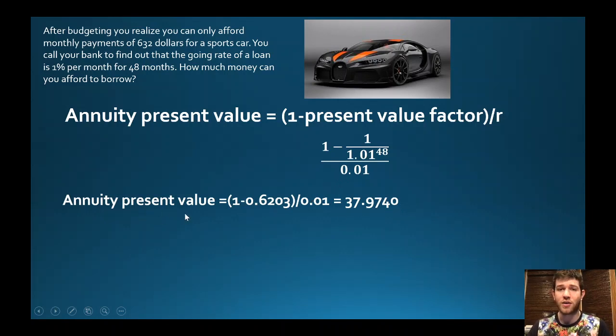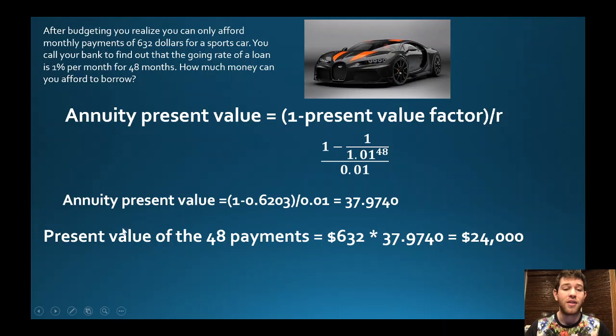So what can we do with this? Well, if you have the annuity present value, in this case, we could solve how much money we could borrow. So we want to figure out the present value of the 48 payments because we have 48 months and we're paying per month. Well, we can only pay $632 per month. We multiply that by our annuity present value, which we calculated to be 37.974, and we get $24,000. That means in this case, we can borrow up to $24,000 from the bank, given this 1% per month loan that we have to pay back in 48 months.